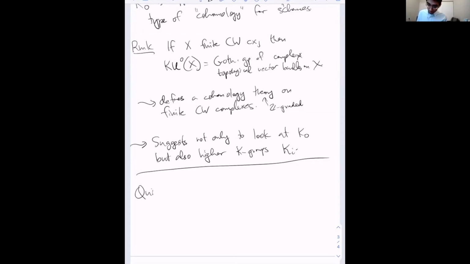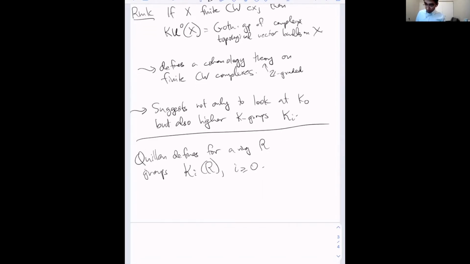So Quillen defines, for a ring R, higher K groups K_i of R for i greater than or equal to 0. So higher algebraic K groups. Right, and these higher algebraic K groups are the homotopy groups of a space or of a spectrum. So these are the homotopy groups of a space called a K-theory space.